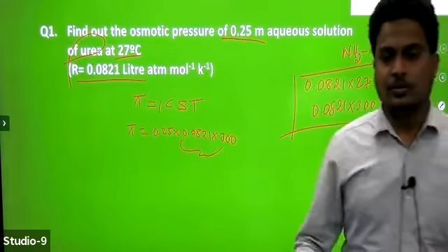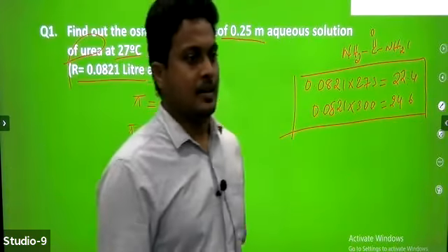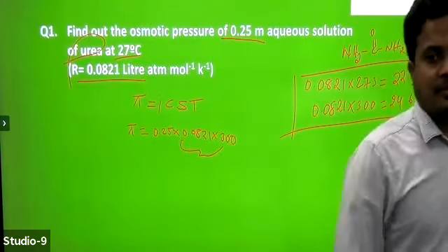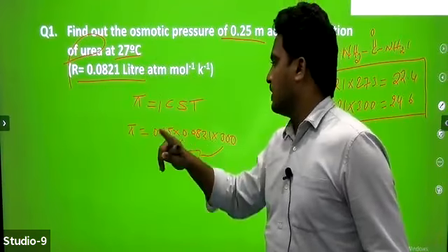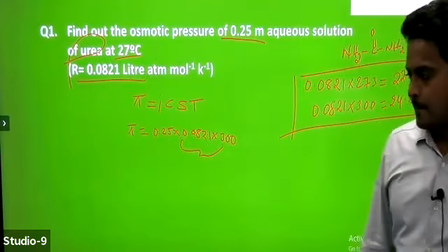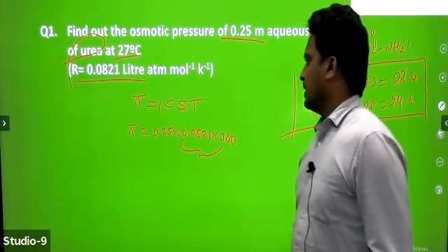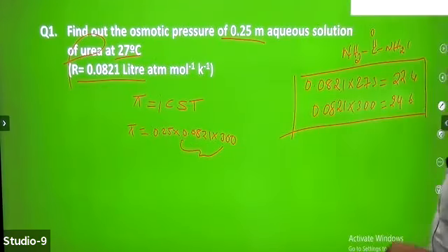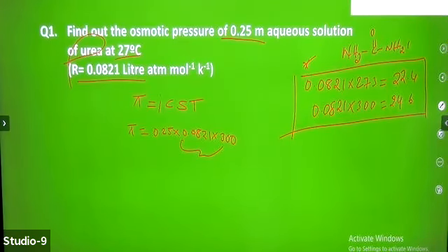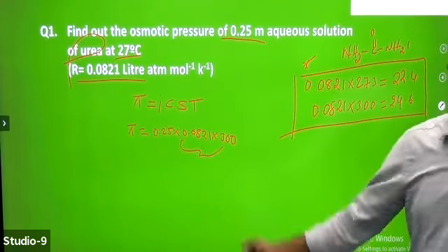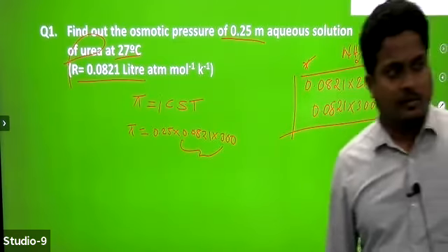Not only glucose, fructose and urea are also not dissociated. That is why we take the I value for such types of solutions as I equal to 1. Is this clear? I equal to 1, into 1.